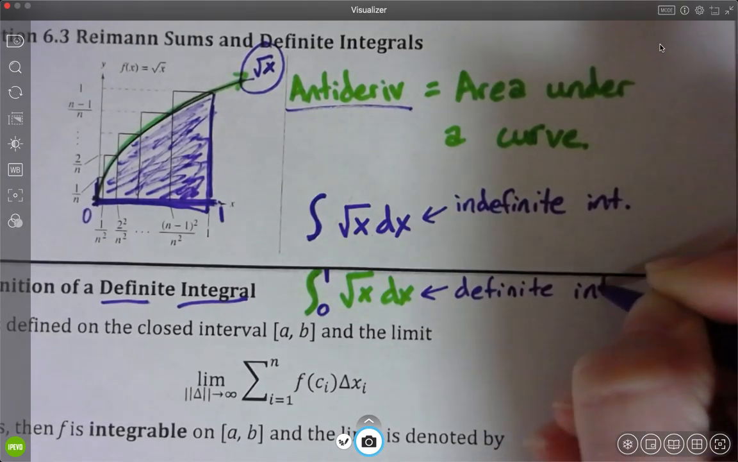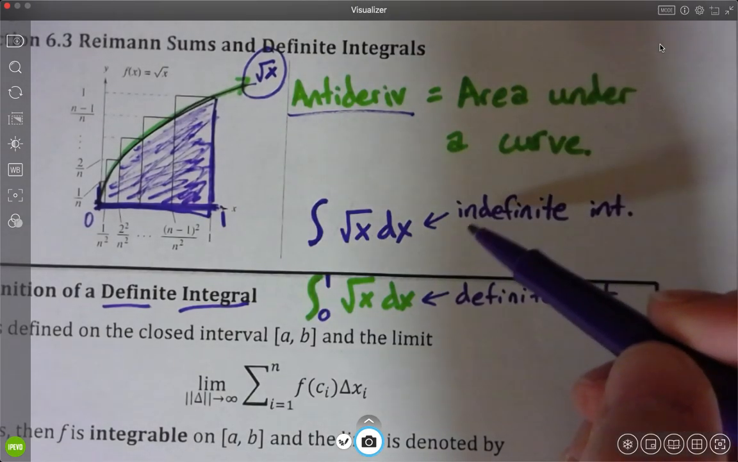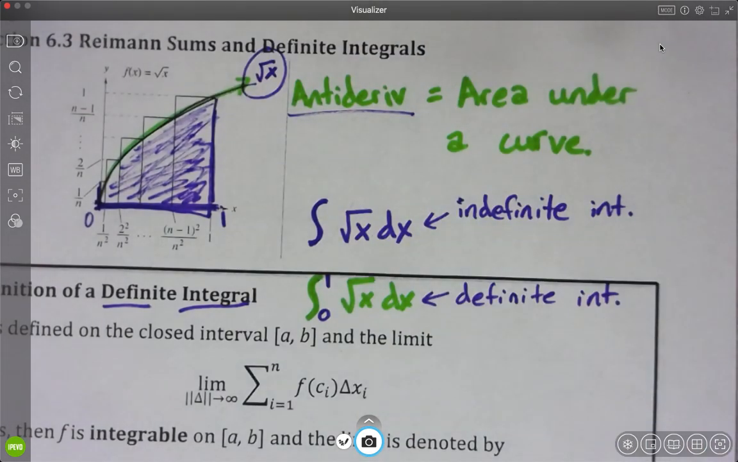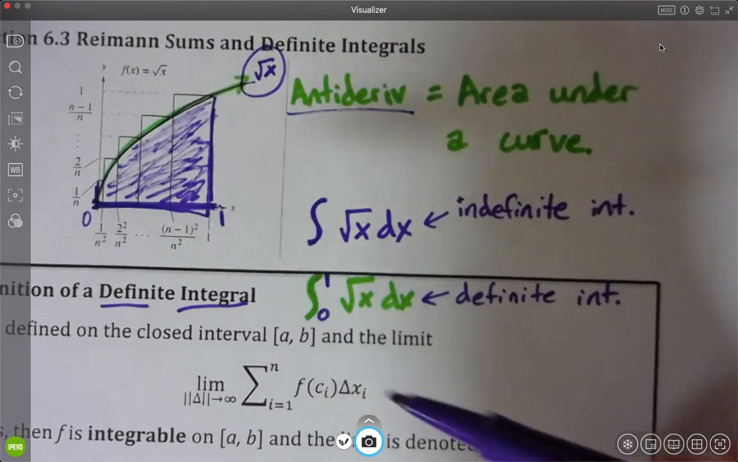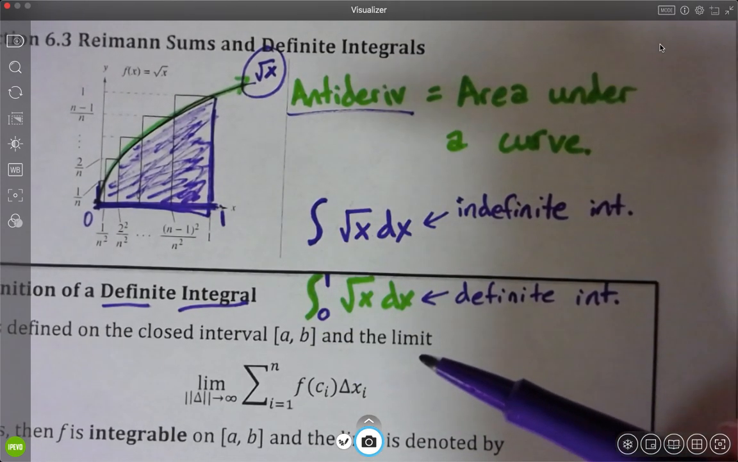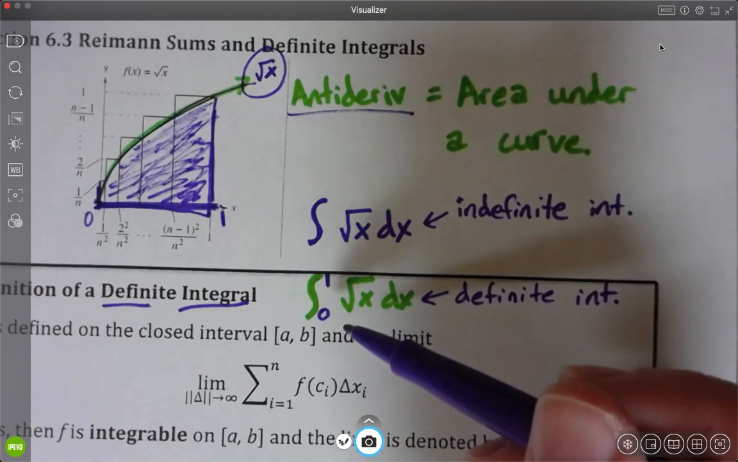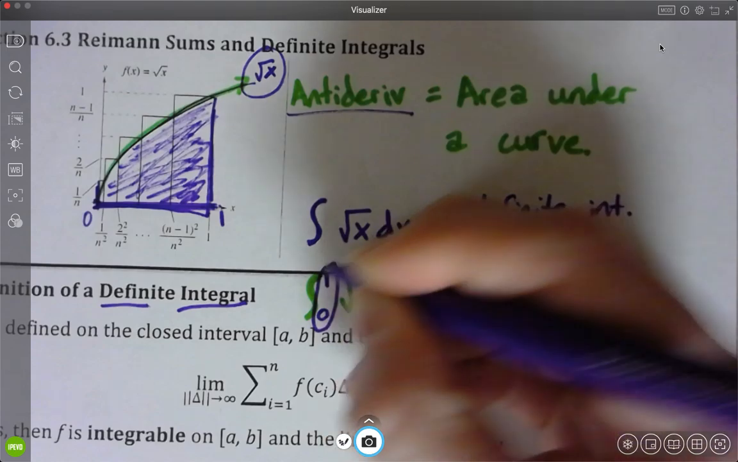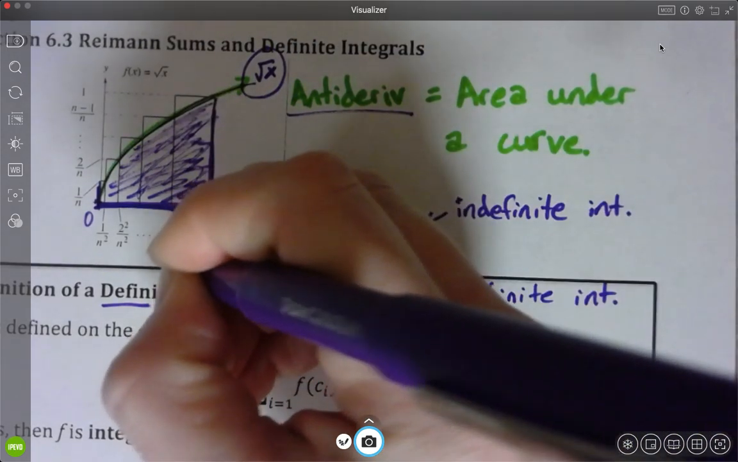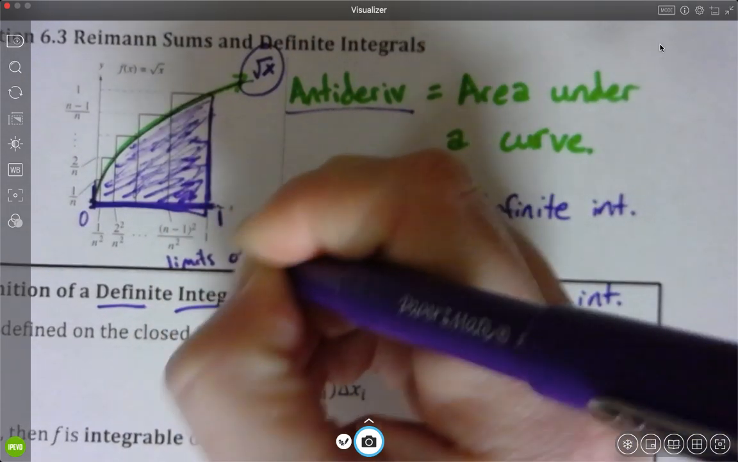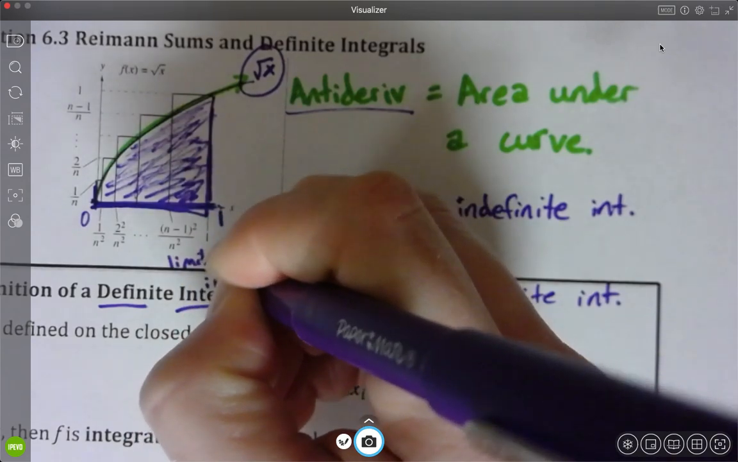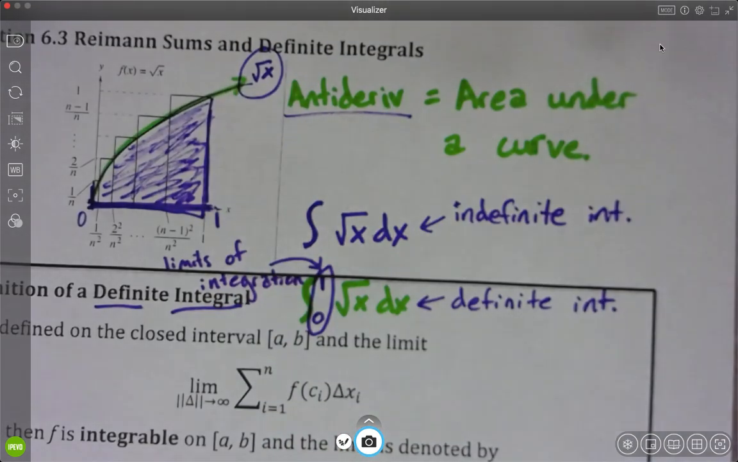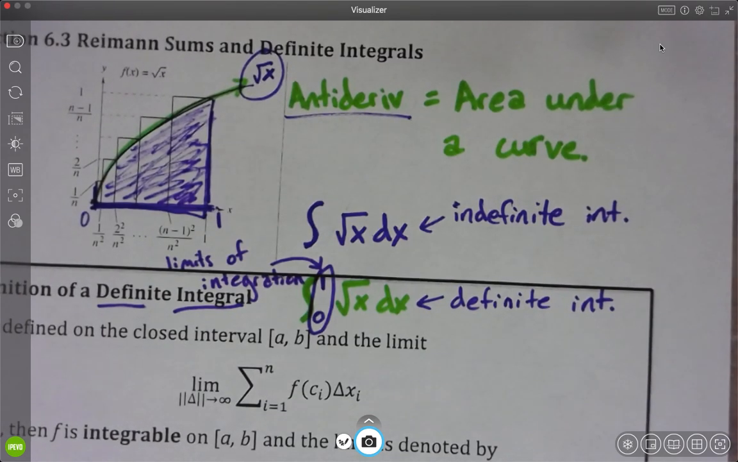This one is now defined. Here it was not technically defined. We just had a general antiderivative for it. But in this one, if we have 0 and 1, we're actually going to solve for and find a number as to what the area is. Okay, so this is a definite integral. Now, these are called your limits of integration. So if I refer to your limits of integration, those are just those two numbers that I'm bouncing between. Okay, so your left and right, or upper and lower limit. Those are your limits of integration.